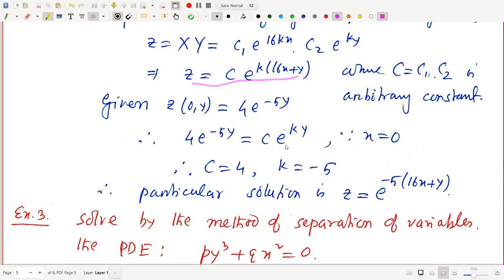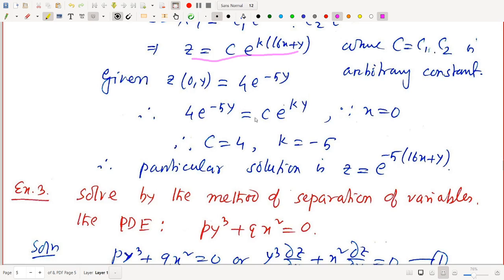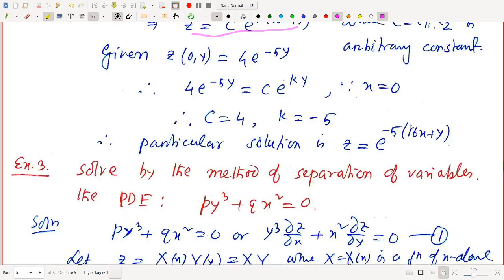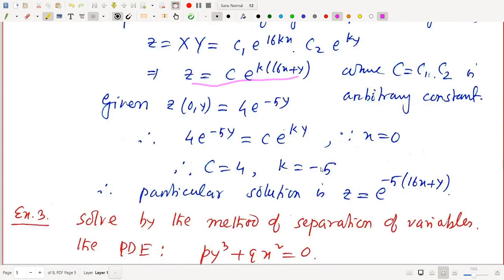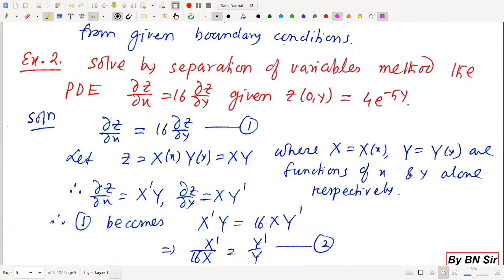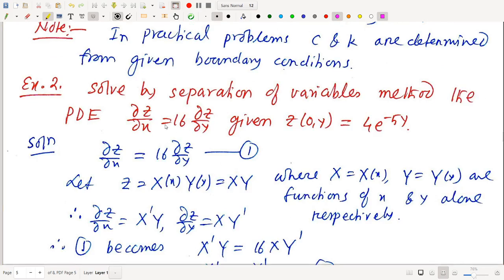So 4 e to the power minus 5y is c e to the power ky. Therefore from comparing we get c equal to 4 and k equal to minus 5. Therefore the particular solution is z equal to 4 e to the power minus 5(16x plus y). So this is the particular solution of the IVP, initial value problem. It is an initial value problem involving partial derivatives.